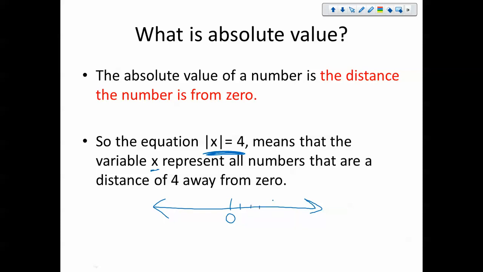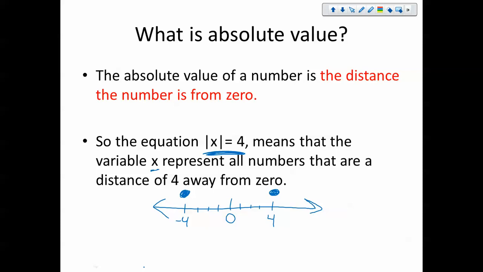Well, there's 4. That's a distance of 4 away from 0. But there's also negative 4, because that's a distance of 4 away from 0 also. So there are two solutions to this. One that is to the left of 0, and one that is to the right of 0.